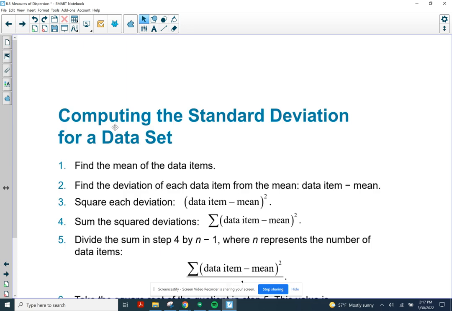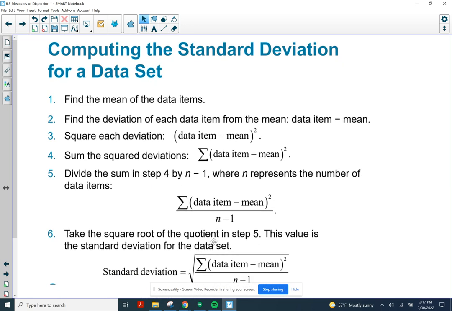Next, we're going to go through the steps for computing standard deviation. We haven't done it yet, so we're going to give you the steps. Here they are. First of all, find the mean for the data items. So you add them up and divide by how many there are.